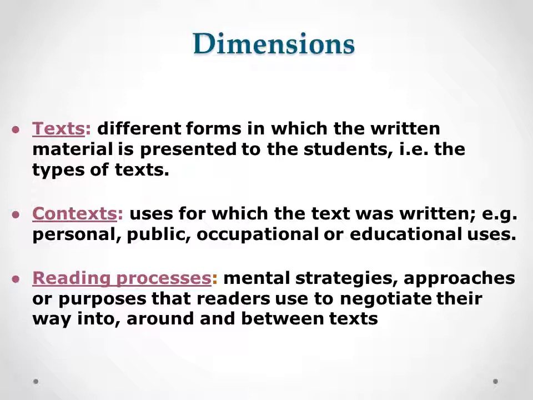For the design of the test, we had to take into account three dimensions: the texts, the context of use, and the reading processes. As regards texts, that is, different discourse types, we included two authentic texts. One was a narrative text, a fable, and the other one was an informative text, a museum brochure. And we also included a third text that was an argumentative essay downloaded with permission from the BBC.